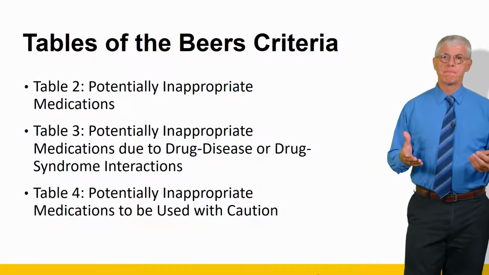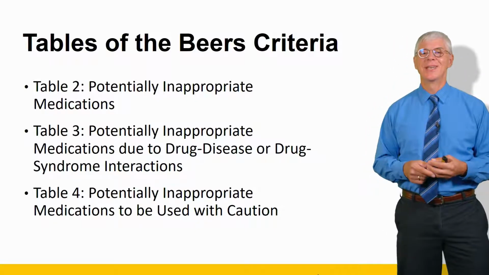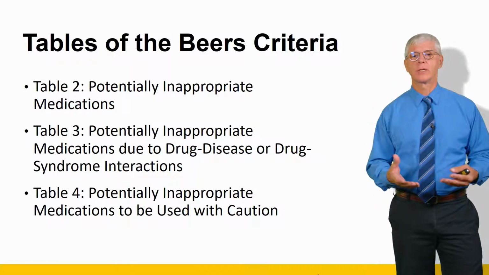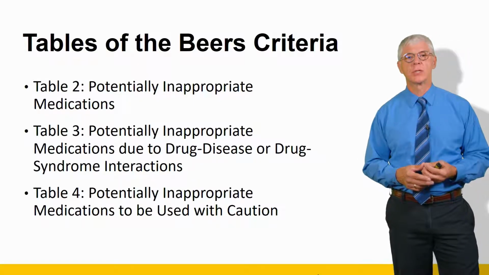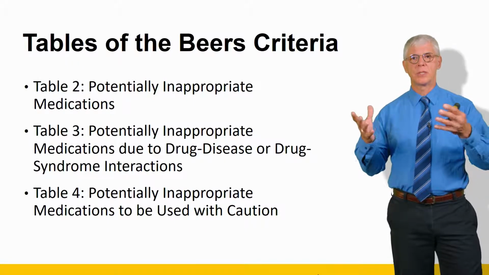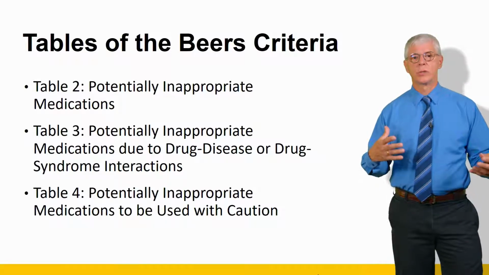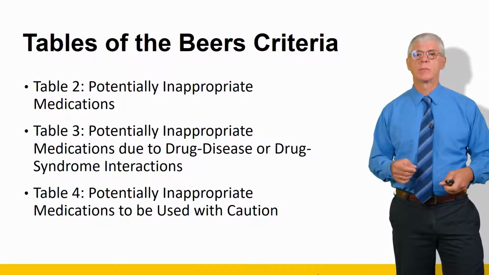Table 4, I call this the not ready for prime time list. These are medications that, many of them are relatively new to the market. They're potentially inappropriate, but we should probably use them with caution. And the authors of the criteria are not willing to say, these need to go on Table 2 right now. These are medicines that we're still learning about. We probably better be careful and just be aware of those.